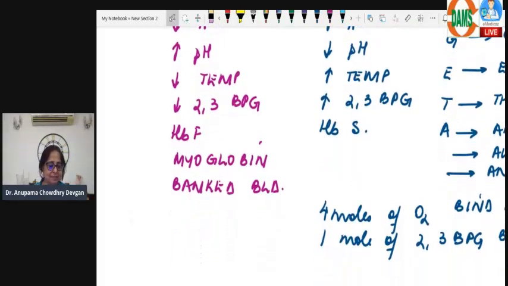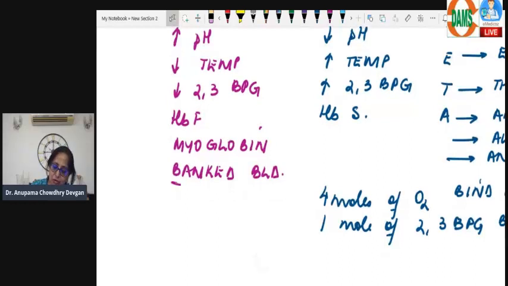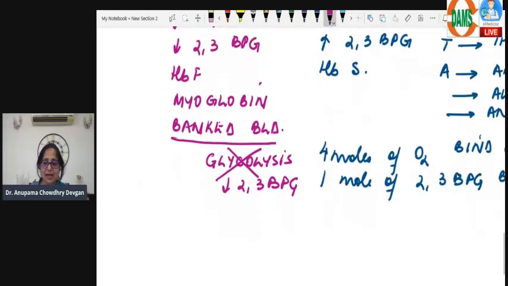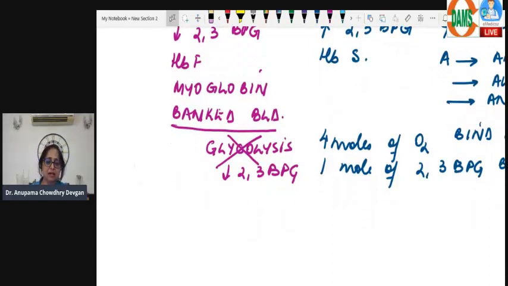Just 2 important points here. Why banked blood? Because when you store the blood in the blood bank, glycolysis is inhibited. 2,3-DPG is a byproduct of the glycolytic pathway. So there is a decrease in 2,3-DPG. If there is a decrease in 2,3-DPG, there is an increase in oxygen affinity. More 2,3-DPG, less affinity; less 2,3-DPG, more affinity. More affinity means left shift of the curve. So in banked blood, glycolysis is inhibited, there is a decrease in 2,3-DPG, and increased affinity.